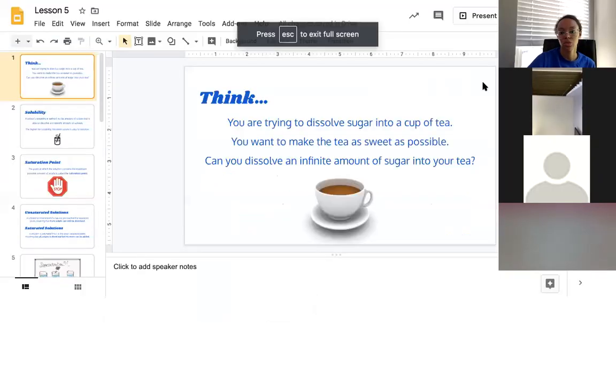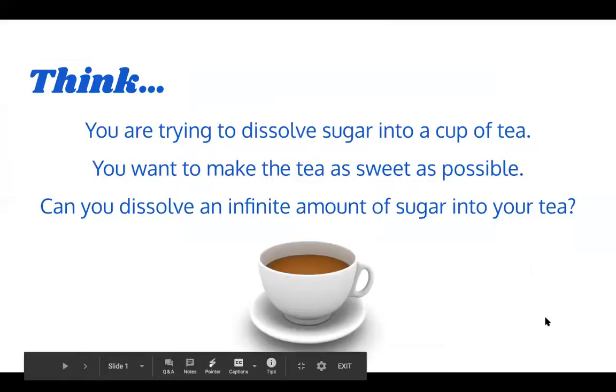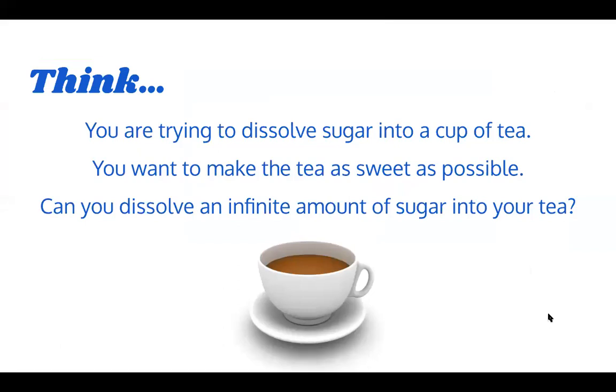Alrighty. So to start off today, we are going to think about this idea: you are trying to dissolve sugar into a cup of tea, maybe a cup of coffee if you like coffee more. You want to make it as sweet as possible. Can you dissolve an infinite amount of sugar into your tea? Or is there going to be a limit to how much sugar you can dissolve? Imagine in front of you a cup of tea. What do we think?